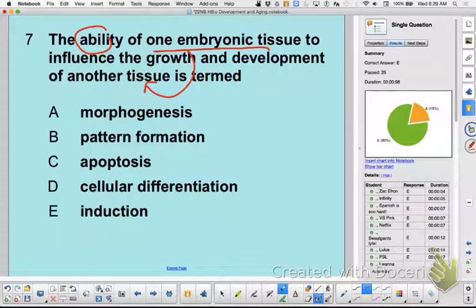Could you tell me what the definition of morphogenesis is, because 19% of you picked that. Go look at your definition of morphogenesis. So if I asked you about the changes in body parts, then the answer would have been what? Morphogenesis. But the ability for one tissue to influence another, that is through induction. What changes as a result of that is called morphogenesis.